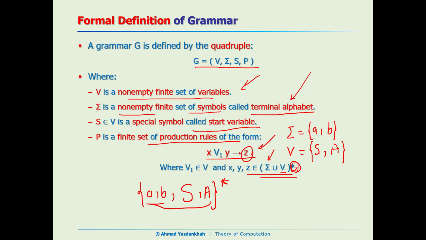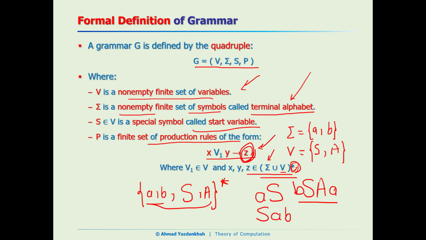So for example, let's say AS, or SAB, or SAA and another B here. You see, any combination of the terminals and the variables. So this is the meaning of the Z. On the right-hand side, we can have any combination of the alphabet and the variables.